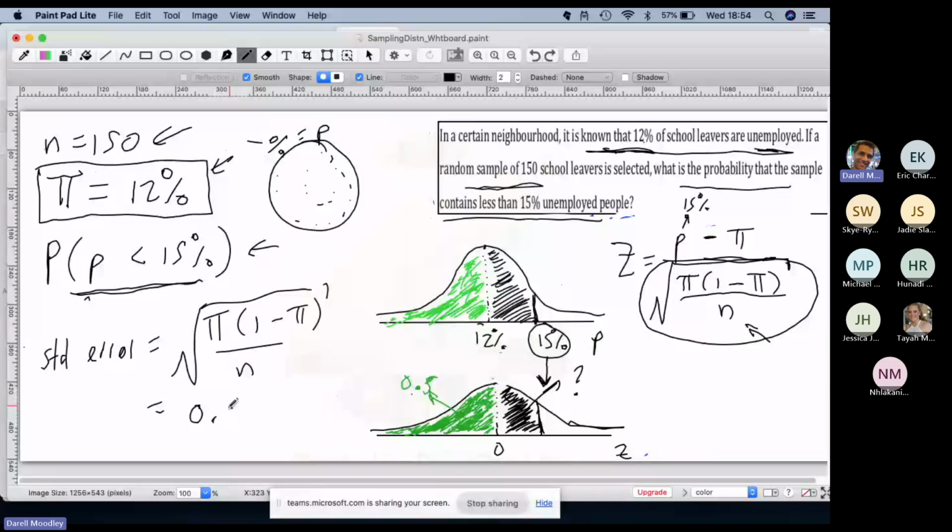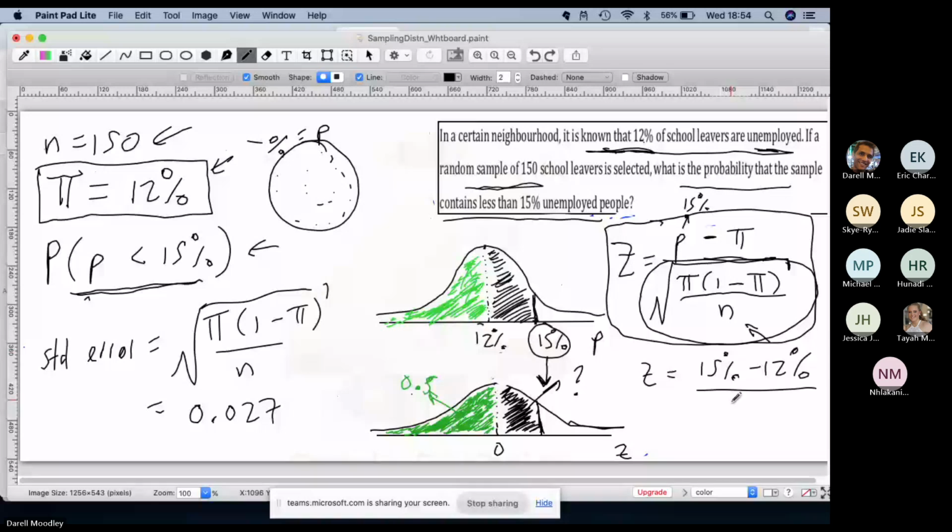So what this whole formula ends up becoming is Z equals P, which is 15%, minus your pi, which is 12%, all over 0.027. And if you plug that in, your Z value is 1.11. So that equivalent 15% in terms of P is the same thing as Z being 1.11.